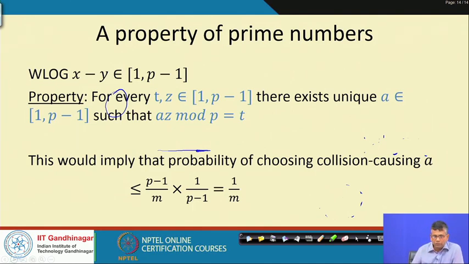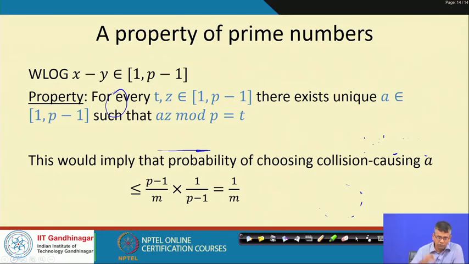Okay. So without loss of generality, say that x is the bigger among x and y, and therefore x minus y ranges between 1 to p minus 1. In fact, it is smaller, but without loss of generality we can do that. So here is a very interesting property of prime numbers. Suppose you take any prime p, and look at two numbers t and z such that both t and z are in the range from 1 to p minus 1. In that case, what we can say is that there exists a unique number A in the range from 1 to p minus 1 such that A times z mod p equals t.